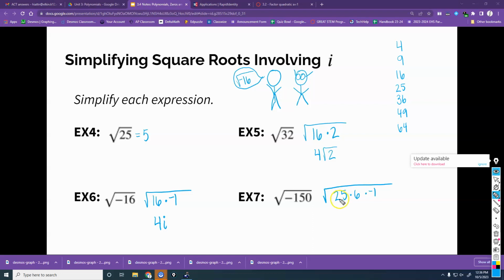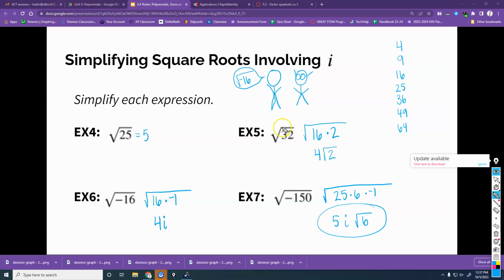What is the square root of 25? It is 5. What about the square root of 6? It is not 3. 3 times 3 is 9. It doesn't have one. So if it does not have one, we leave it underneath the square root over here. What about the square root of negative 1? i. So the i goes out here. We usually write it like this with the 5i in front of the root. So this would be our answer.